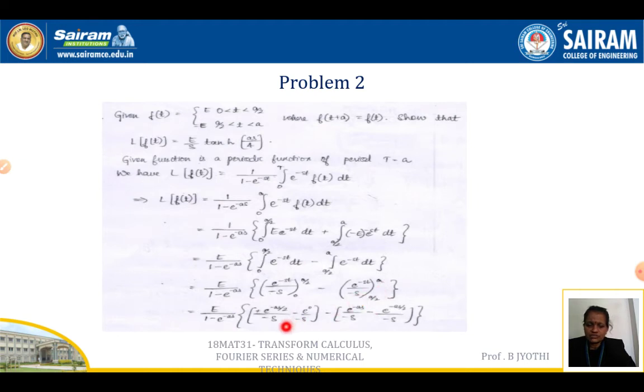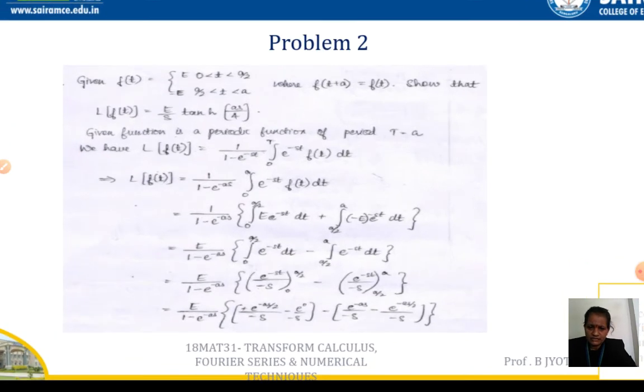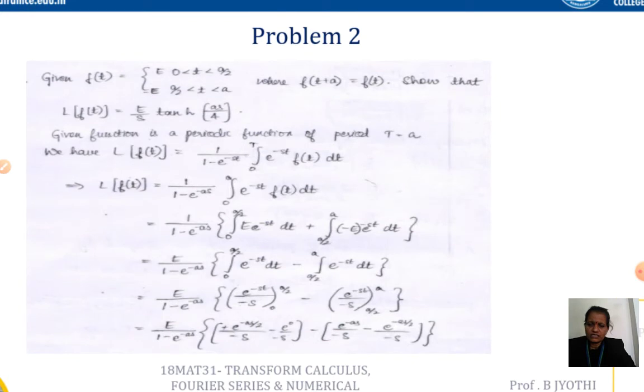Now let us substitute the upper limit and the lower limit. Then what happens? You can observe e divided by 1 minus e power minus as, and this is e power minus as by 2 divided by minus s, minus e power 0 by minus s. Whereas here the upper limit is a, so it is e power minus as by minus s, minus of e power minus as by 2 divided by minus s. So what is common here? We have to observe and we can add it.